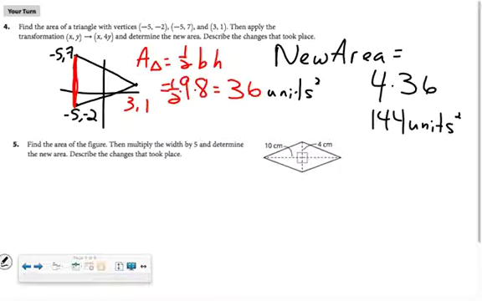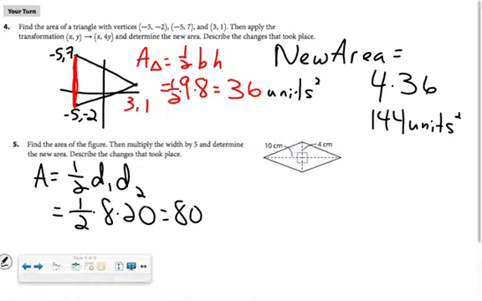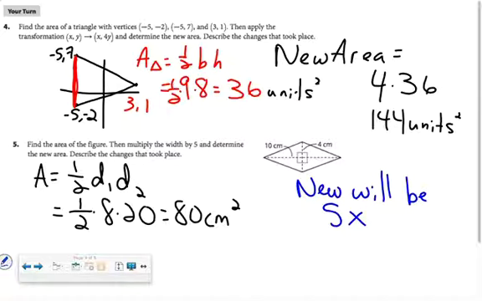Similarly, in this diagram, the area of a rhombus is found by doing 1/2 diagonal 1 times diagonal 2. The diagonals are 8 and 20. So that's 80 square centimeters. And then it says, what if I multiply the width by 5? What will the new area be? The new area will be 5 times the old. So it'll be 400 square centimeters.